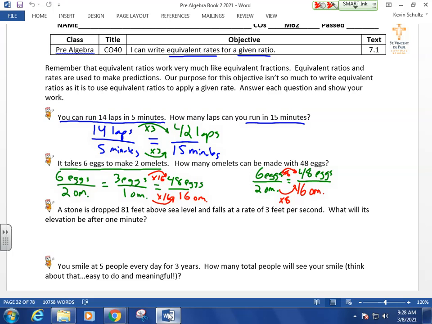Okay, so that's kind of how you're going to be approaching these. You're going to be setting them up as rates. You could go to unit rate. You could use equivalent fractions. If you already know cross products, you could use cross products. We're going to talk about that starting tomorrow or Wednesday.